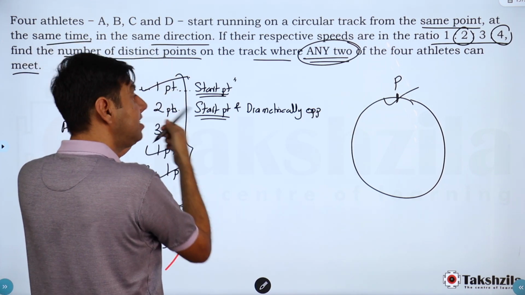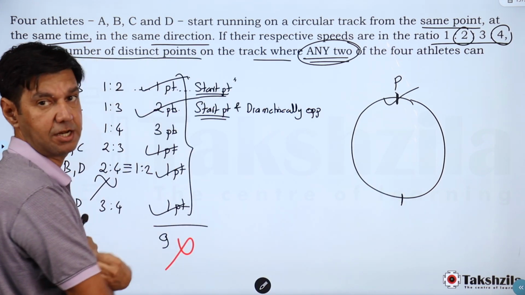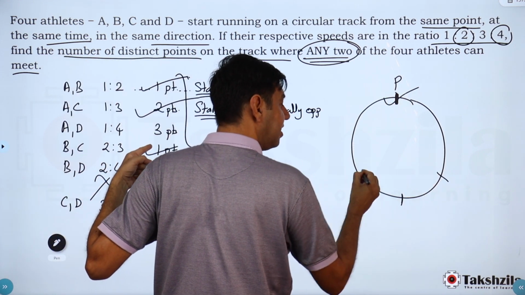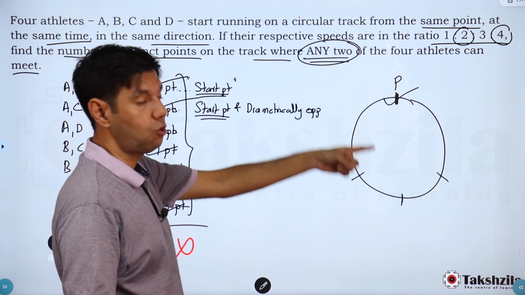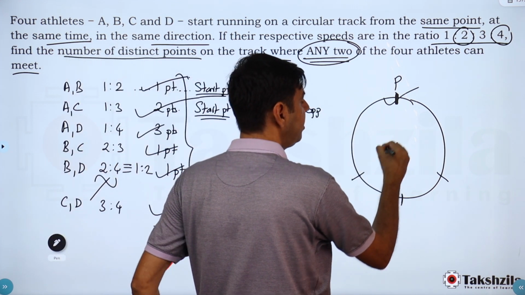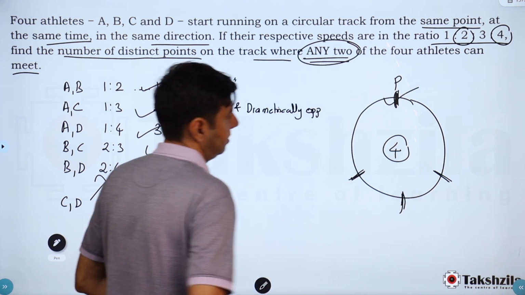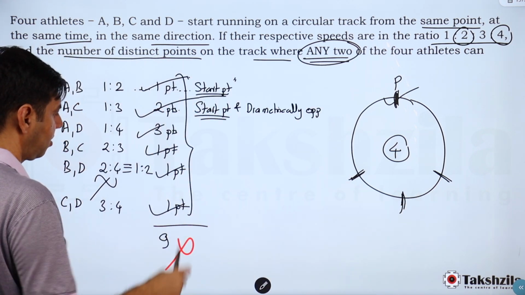These 2 points, one of them is this and the other is here. So these 2 points are also done. And these 3 points, one of them is the same thing and the other is here. You divide it into 3 equispaced points, right? So if you look over here, there are only 4 points at which any two of the athletes will meet. Clear? No problems, right? So hopefully things have got cleared here.